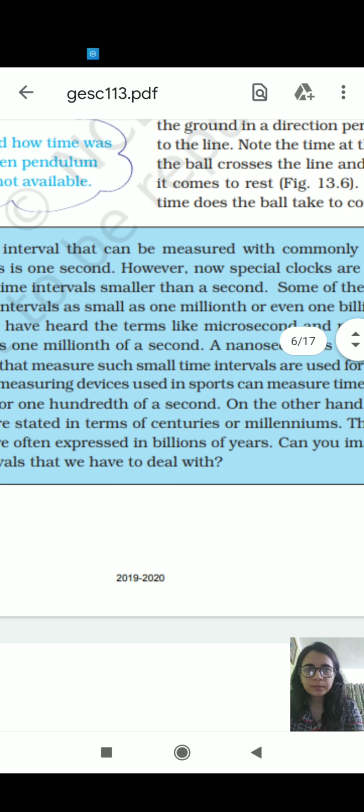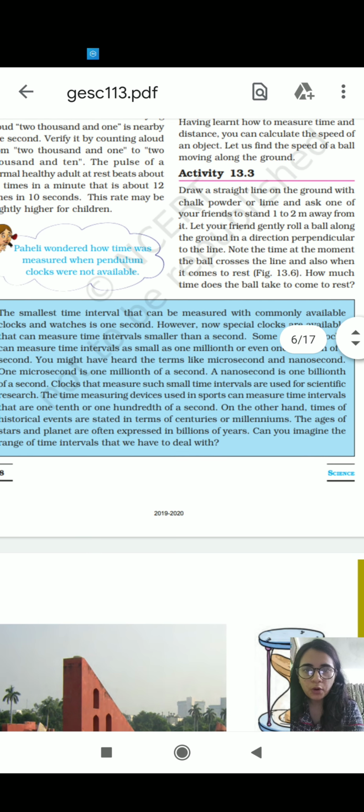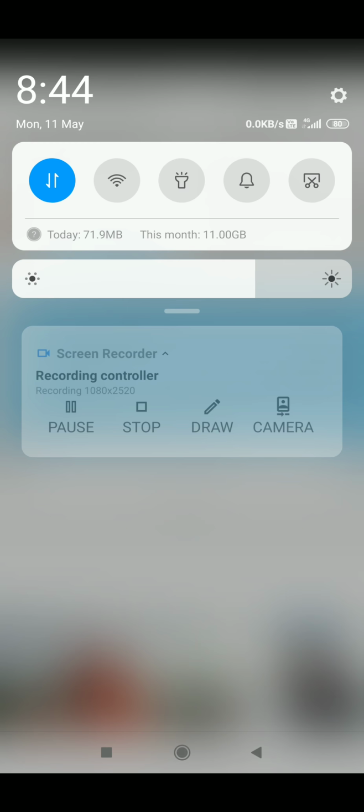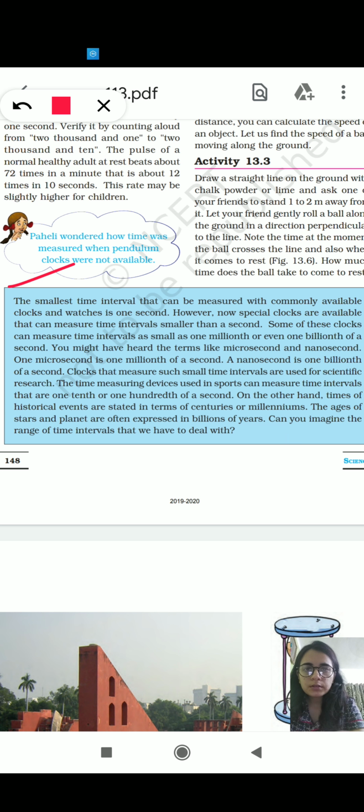So here a small paragraph is given. Let us try to understand this as well. The smallest time interval that can be measured commonly in clocks and watches is 1 second. Now how do you measure time? The smallest unit that you can measure from your watch, from your clock, is the second. You can say 1 second is the smallest unit.